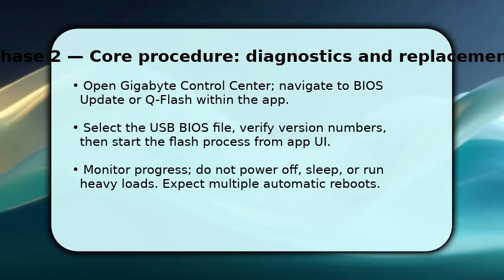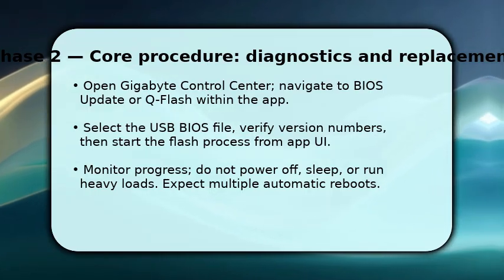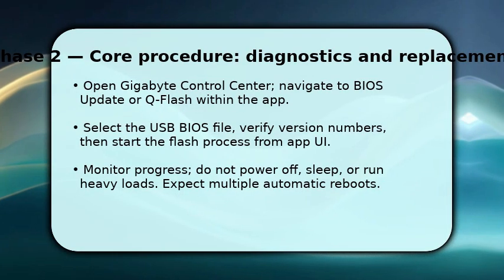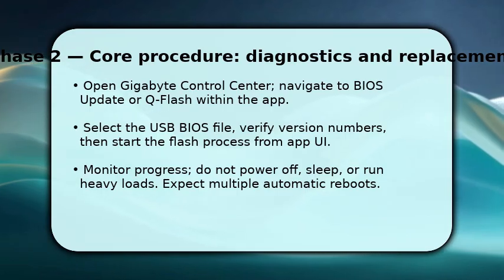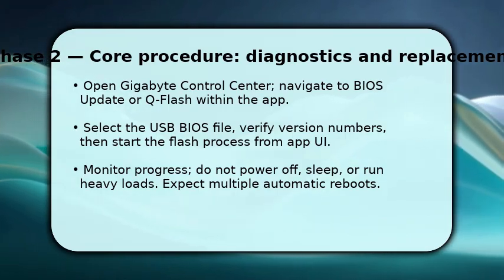You will see version numbers. Compare new versus current so you verify compatibility and avoid downgrades. Start the update and then watch the percentage and status messages. Gigabyte's tool will handle extraction and writing.